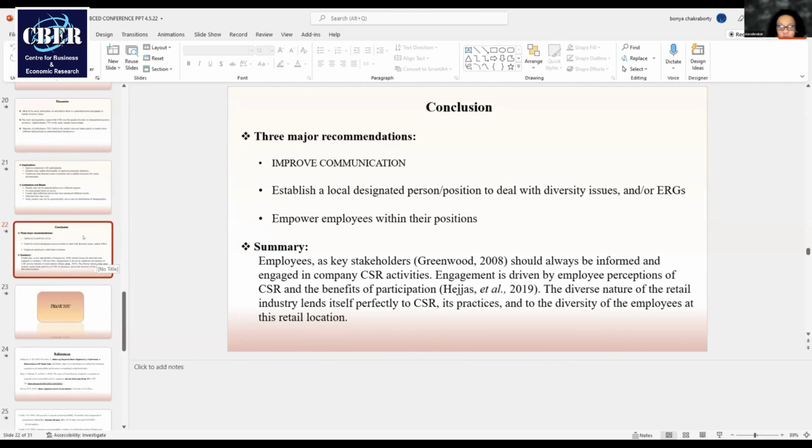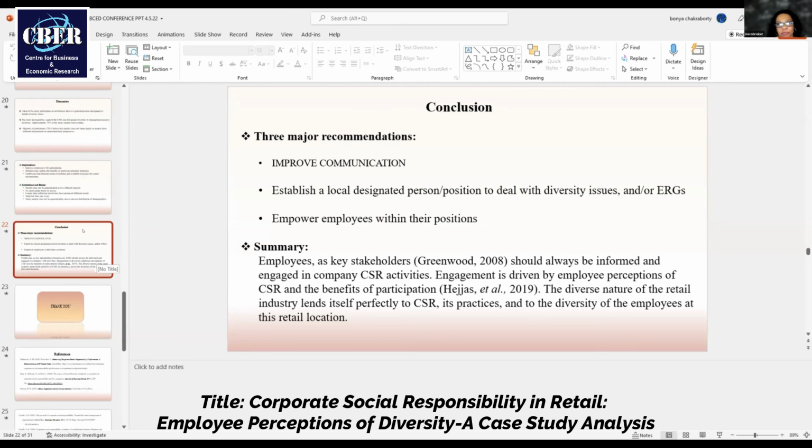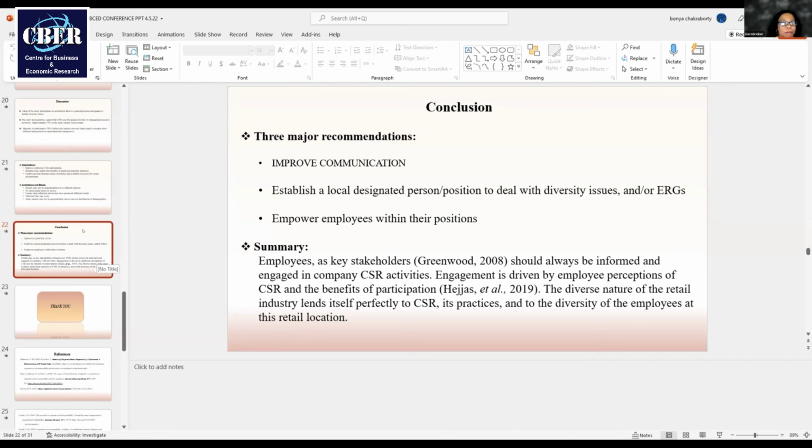Establish a local designated person to handle diversity issues at the locations, or employee resource groups, and empower the employees within their positions. The empowerment gives them a sense of belonging and camaraderie.